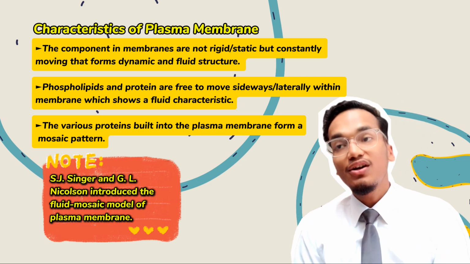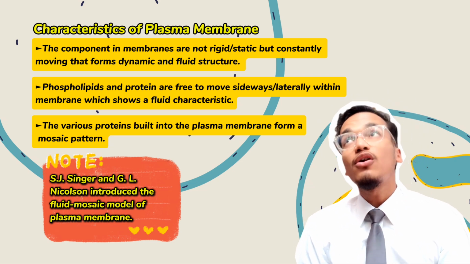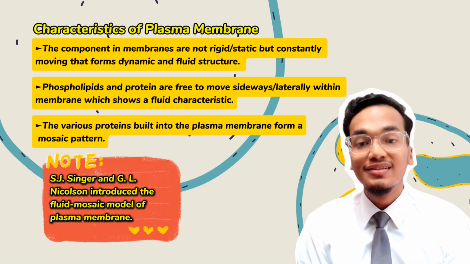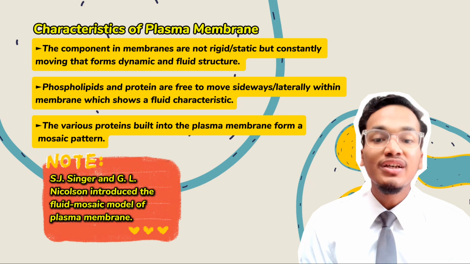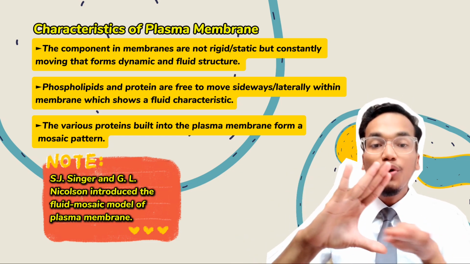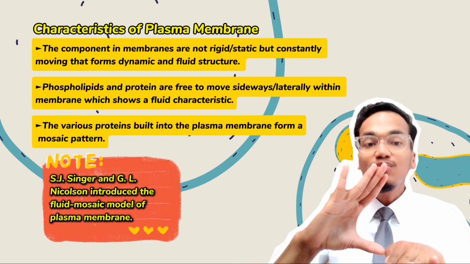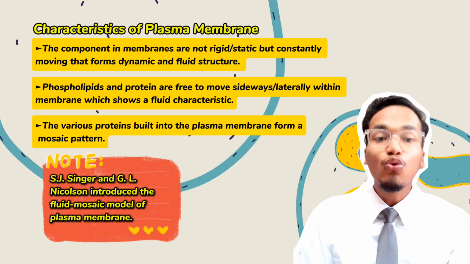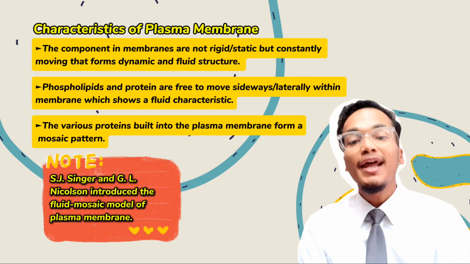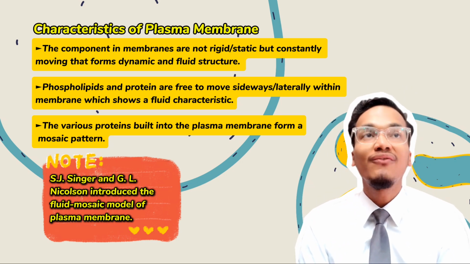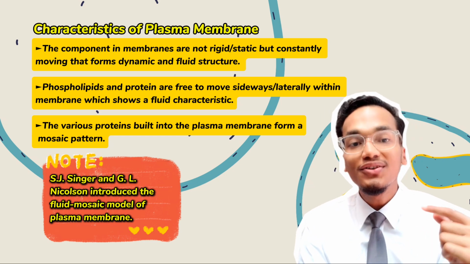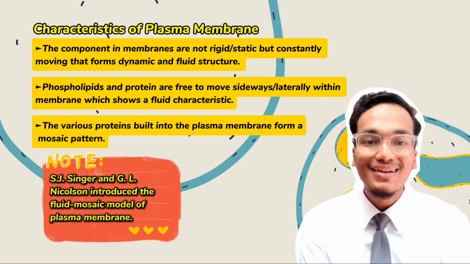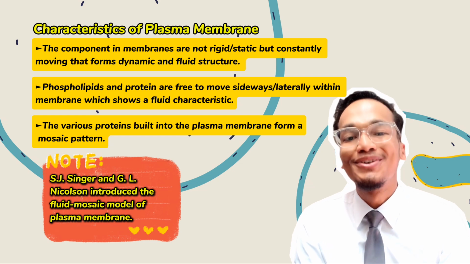The fourth characteristic of the plasma membrane is movement of phospholipids and proteins. Within the membrane, phospholipids and proteins are free to move sideways or laterally. This movement contributes to the membrane's fluid characteristic, allowing it to adapt and respond to changes in the environment. Do you remember the fluid movement of people in the zoo in the first video that I showed you earlier? If yes, then good for you.